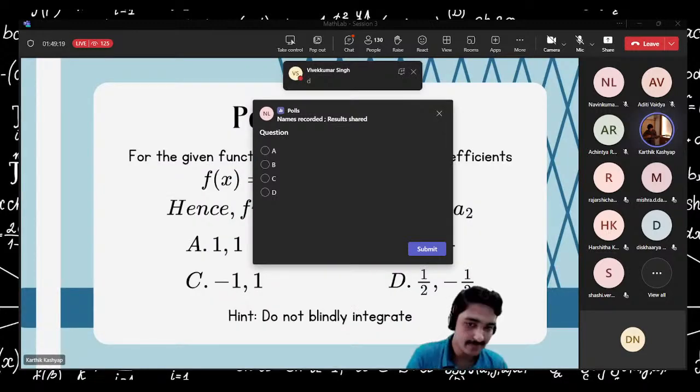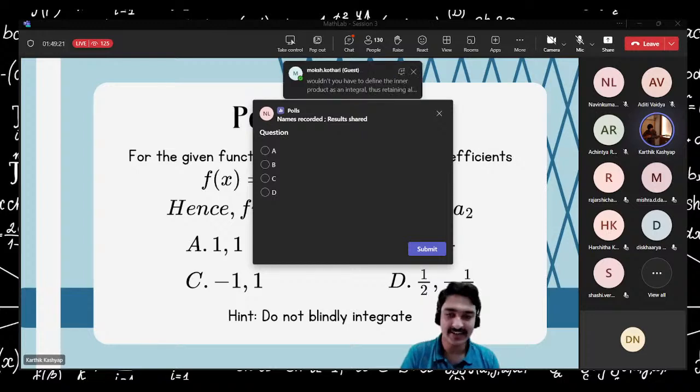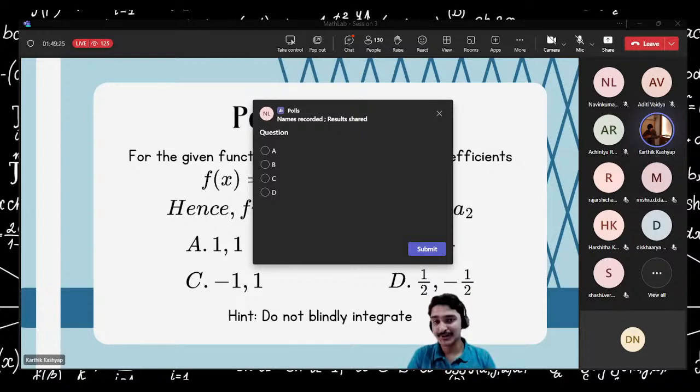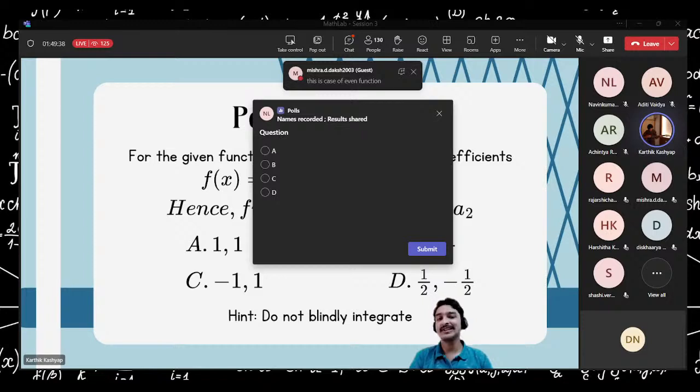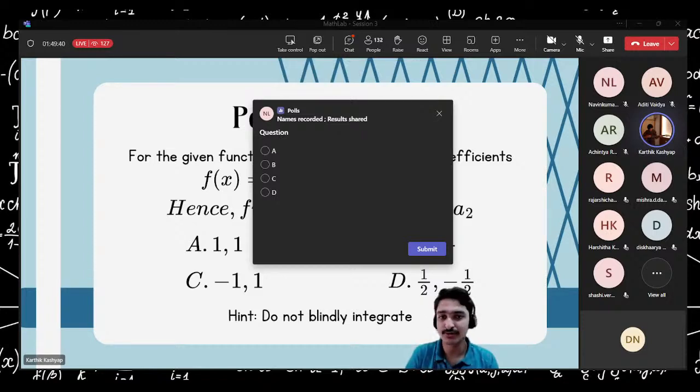So how I wanted you to do this without actually integrating it, I'll just tell you the method. We write this in terms of cos 2x. We anyway want to write this in terms of Fourier series, that is, give it in terms of linear combinations of sines and cosines, instead of it being sine square. So we can just write it in terms of cos 2x. Cos 2x is 1 minus 2 sine square x, with which we get sine square x is 1 minus cos 2x by 2. With that, we get a0 value as 1 by 2 and a2 value as minus 1 by 2. So option D is actually the correct answer.